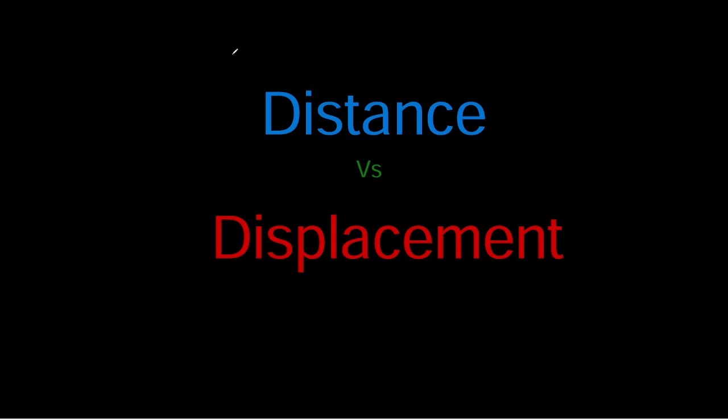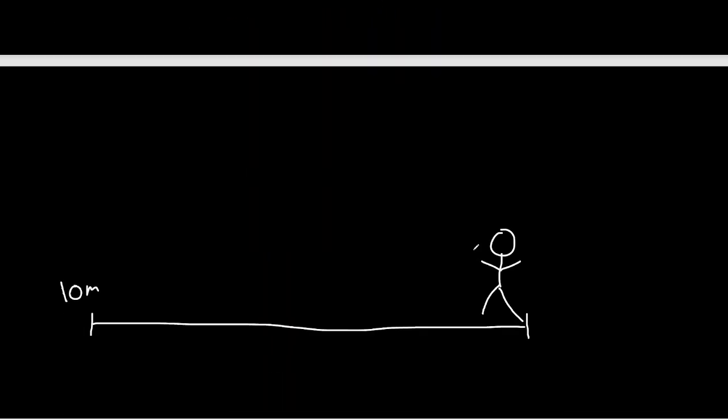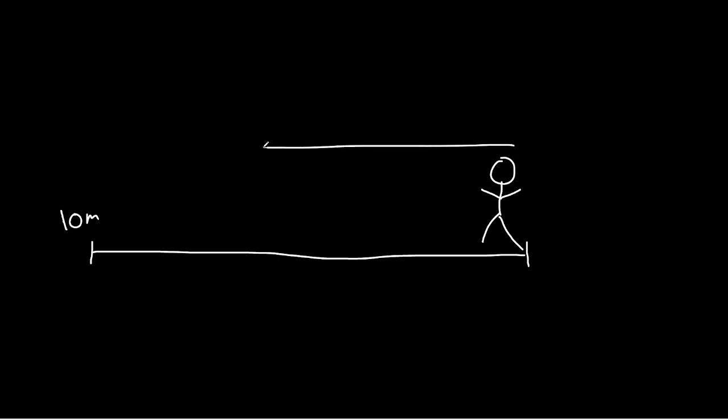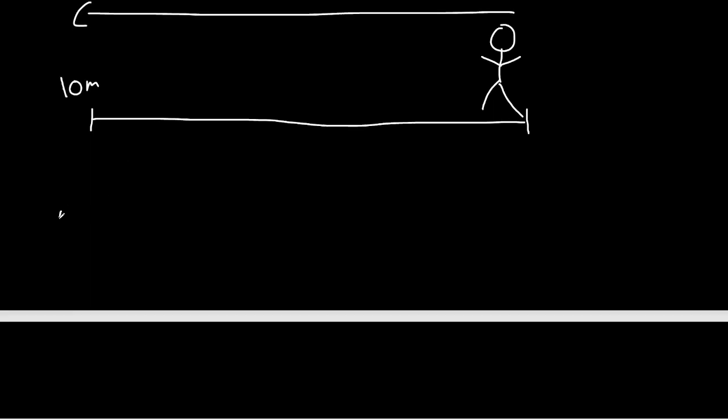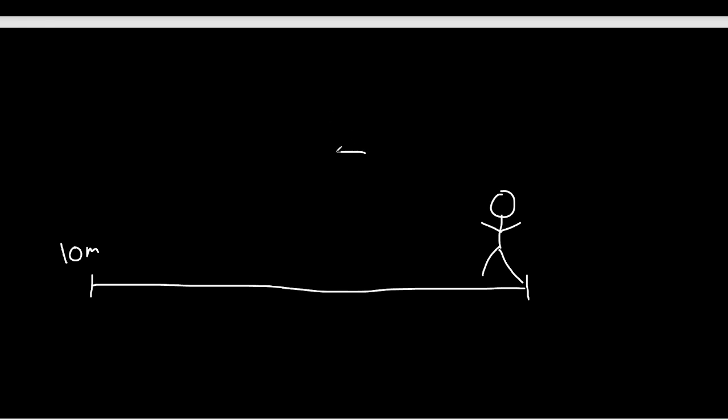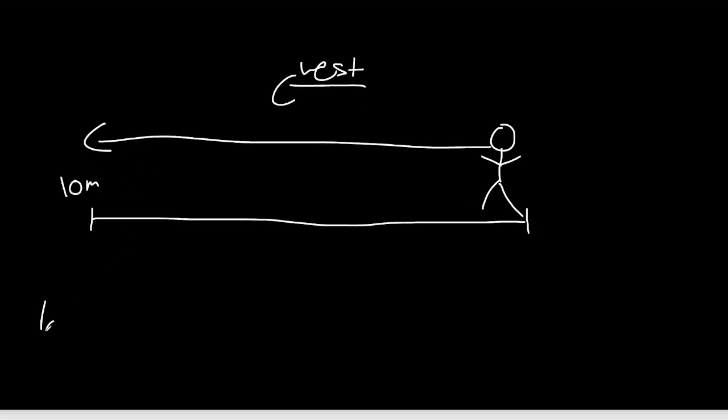What is the difference between distance and displacement? Let's say you have walked from here to here. You've walked a total of 10 meters, right? So now, let's give this a direction. Let's say this direction is west. Okay, so now you walk from here to here. And now, you've walked 10 meters, but you've traveled west.